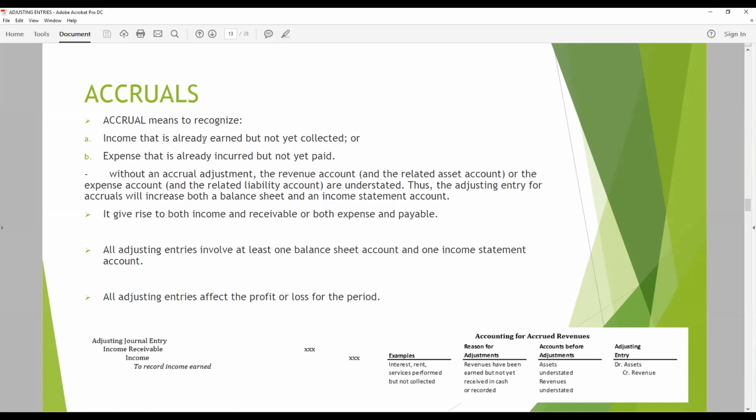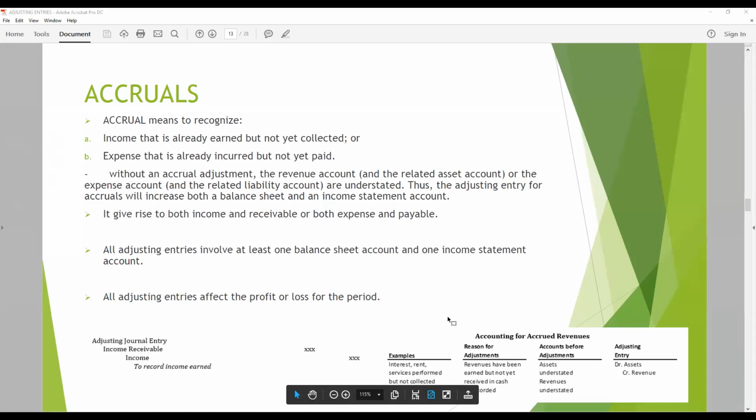I-accrue nyo yung income or yung expense na you have the right to recognize in your books. All adjusting entries involve at least one balance sheet account and one income statement account. All adjusting entries affect the profit or loss for the period. So, it is very important to adjust your books, otherwise your profit or your loss will not be correct. It will either be understated or overstated. So how you record? You debit receivable, credit income to record income earned.